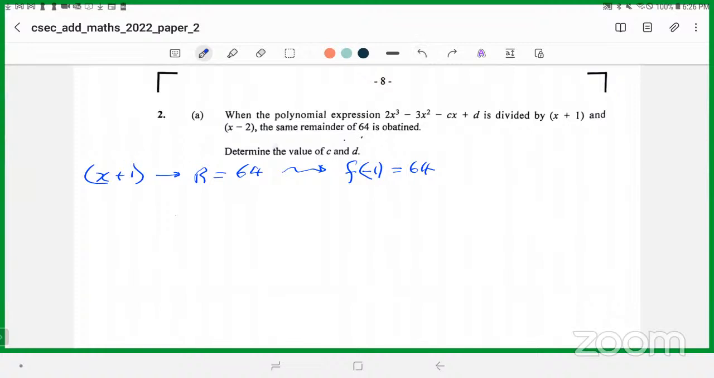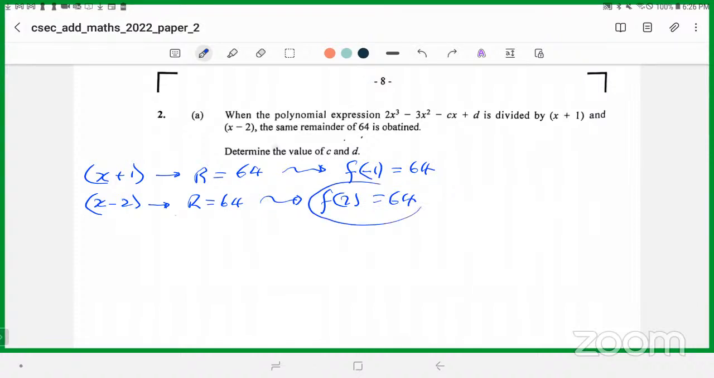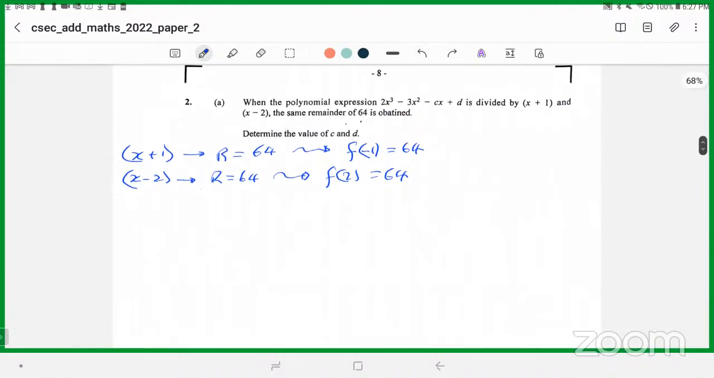This divisor gives the same remainder. So what it is basically saying is that x minus 2 gives that same remainder of 64. So this essentially means that f of 2, because that is the remainder when we divide by x minus 2, is equal to 64. And so we're going to get an equation from this and an equation from this. From this one, we're going to substitute the negative 1 here, here, and there. And we can just place the values in there.